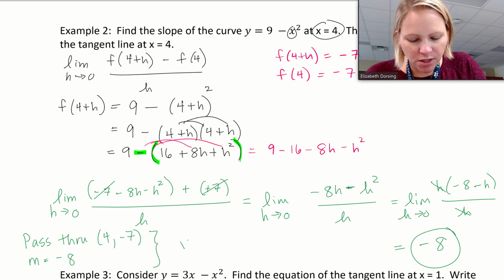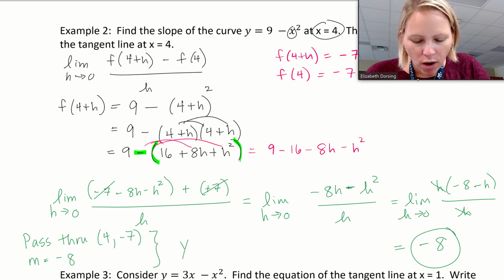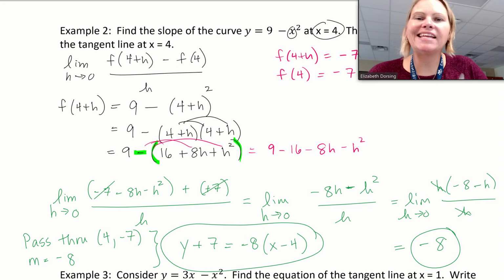I'm going to take this information and use that point slope form. y minus y1 is my slope, x minus x1. So this is the equation of the line that is tangent.